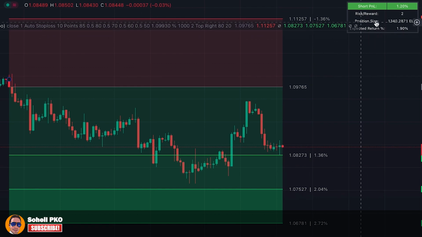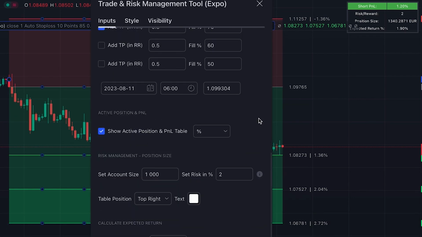Here also gives us the position size, which is calculated based on the stop loss level, and also the level of the risk that is defined here in the settings. By default is set at 2%, which I recommend you to set it at 1% if you're a beginner or you don't have much experience. Setting it at 1% helps you to better protect your trading account. Here also you can set the size of your trading account.